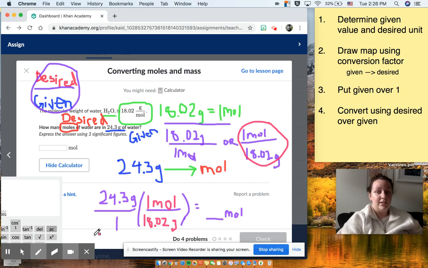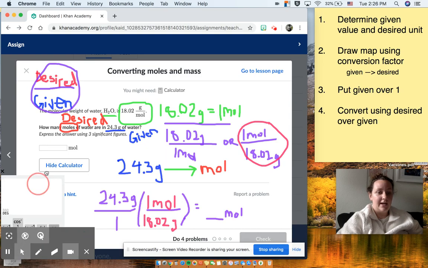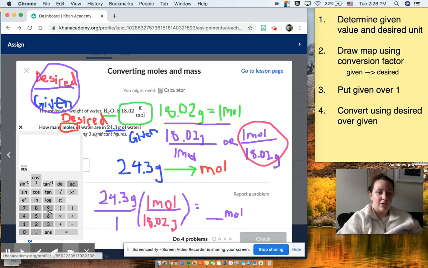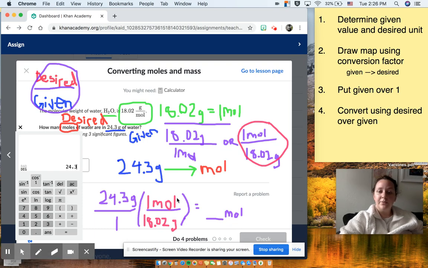And I am ready to now solve. I'm on the very last step, and I can actually now solve the problem using my calculator. So remember, you start by typing in your given, in this case 24.3. You multiply by everything on top, and you divide by everything on the bottom. So I'm going to do times 1, 24.3 grams times 1 mole. And then I'm going to do divided by 1 because we have this over 1. And then I'm going to do divided by 18.02. Figure out what that equals.